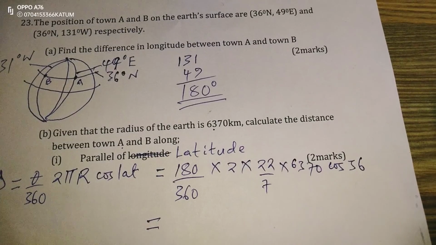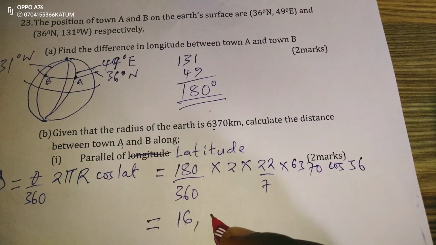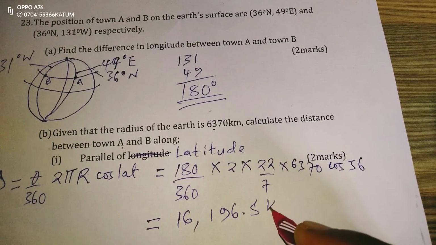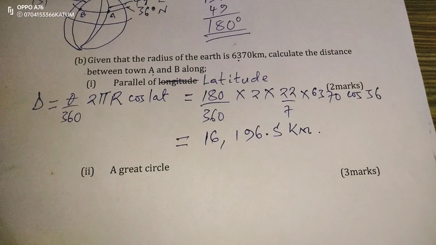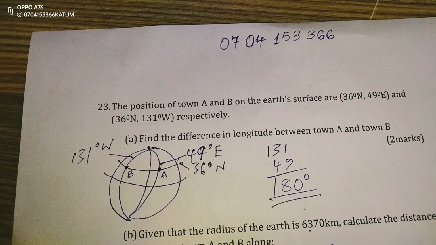So we can compute this using a calculator. 180 times 2 times 22 times 6370, cosine of 36, then we divide everything by 360 multiplied by 7. This is going to give us 16,196.5 to 1 decimal place kilometers. Part 2, along a great circle: the distance between the two places along a great circle.